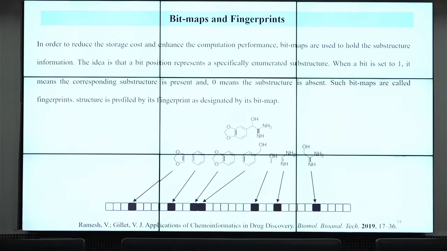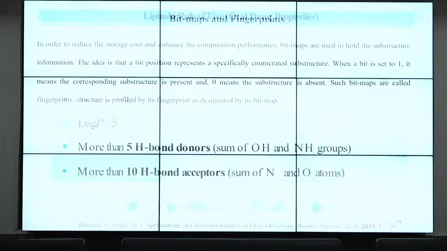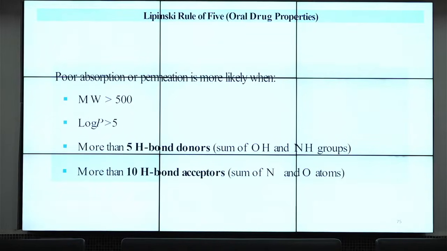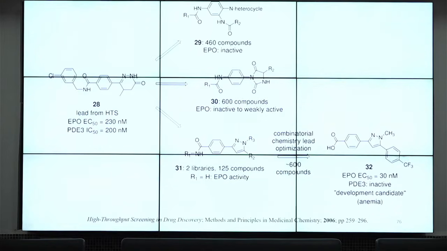These are the different fingerprinting regions, showing which kinds of substituents you will actually put in to enhance the biological activities. And then there is Lipinski's rule, the oral drug properties, different kinds of parameters which will be associated with it, in order to get ideas about which molecules might have more biological activity.